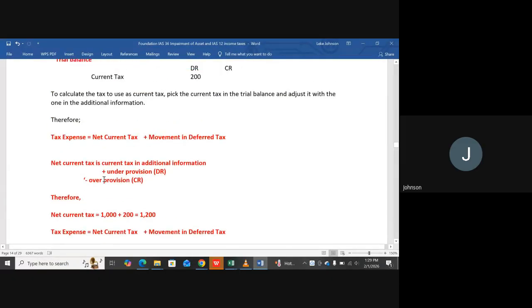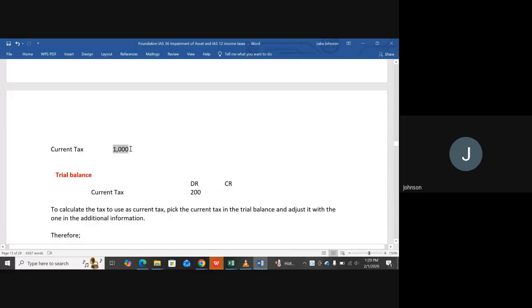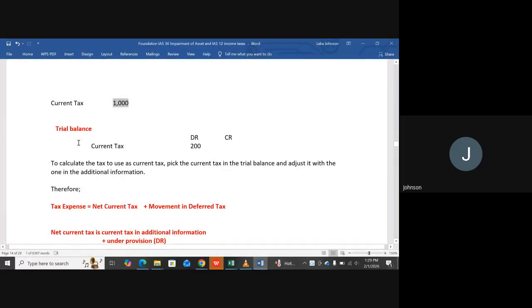So this year, we now say that in our additional information, we have a current tax of 1,000, right? And then in our trial balance, we have a current tax on the debit side. Since it's on the debit side, it means we underpaid for last year. But if it was on the credit side, we would say we overpaid for last year. So if you underpaid, obviously you are going to pay. So you now say the current tax for the year, because you underpaid, plus what you did not pay last year. So it's going to be this plus this.